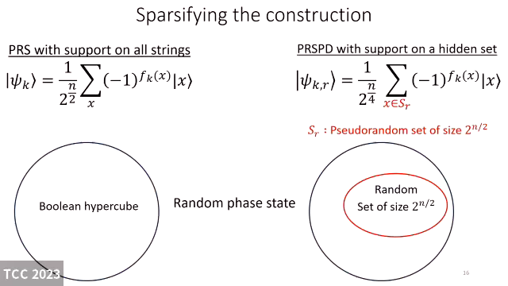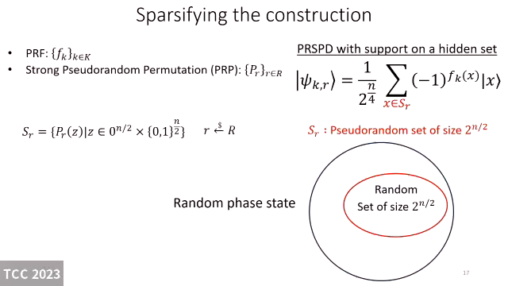So how do we achieve this pseudo-random state? We use a strong PRP. Our pseudo-random state is basically you take a random permutation from this family and apply it on a fixed set of size 2^(n/2). You can take any set, but we took the set of all strings with prefix 0^(n/2). Therefore, the key space now becomes the product of the key space of the PRF and the strong PRP.